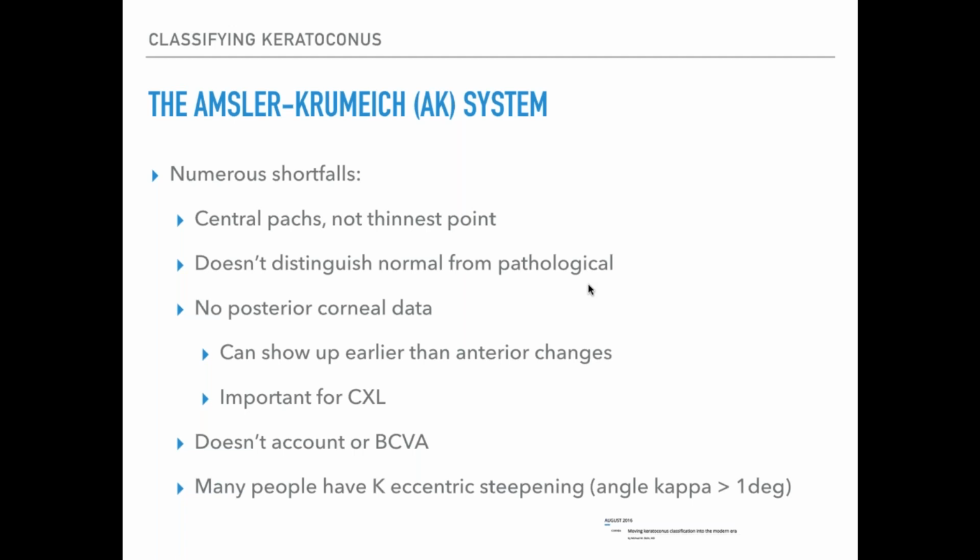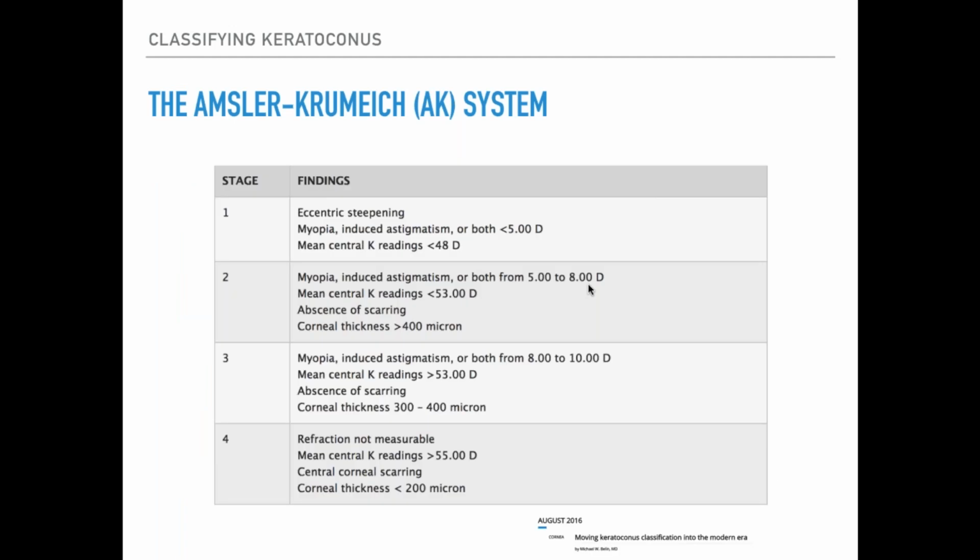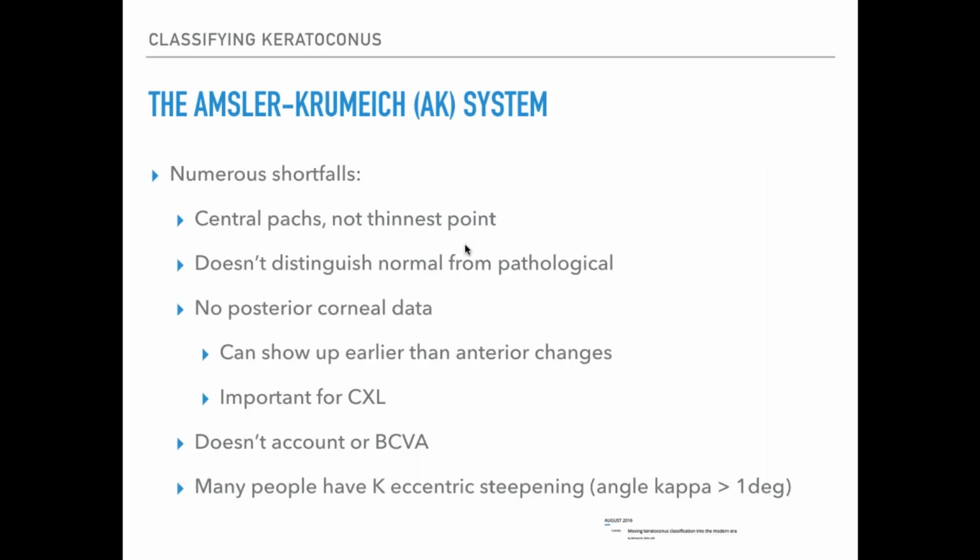It doesn't really distinguish normal versus pathological either. Corneal eccentricity or eccentric steepening would be considered anything with an angle cap at a degree or over, and a quarter of the normal population would probably qualify for that. So if you take a quarter of the population, not all of them will have keratoconus, but a lot of them may have up to 5 diopters of myopia and K readings under 48. So there's no area on that chart for normal or the absence of keratoconus.